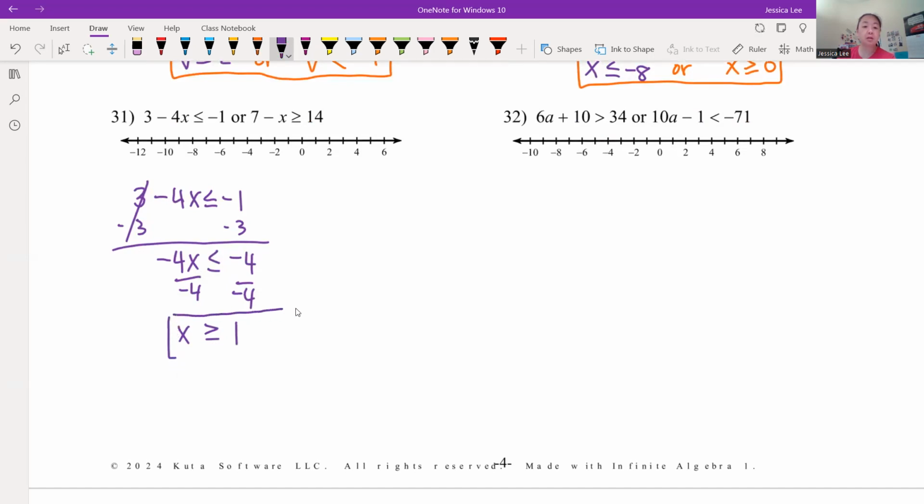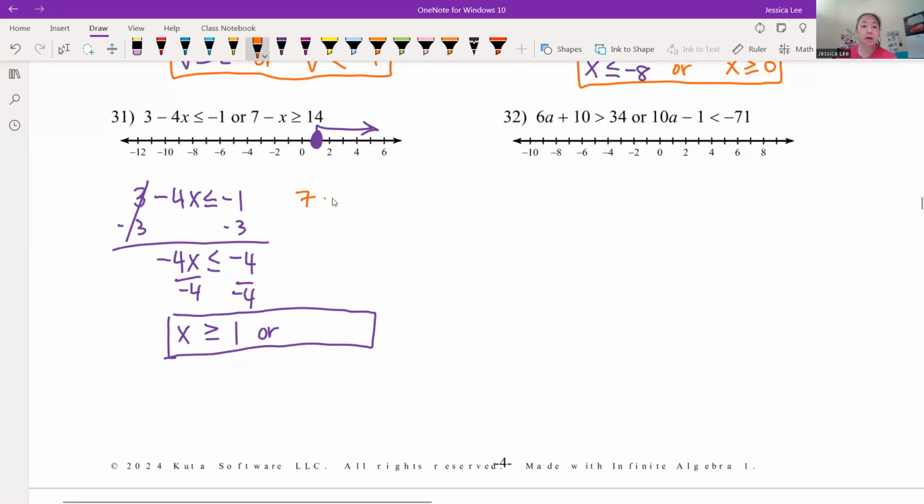Oh, we're not done yet. Just make room, since I already started. Put that "or" right. Okay, so here, oh yeah, we should graph that. x is greater than or equal to positive 1. So closed circle going to the right.